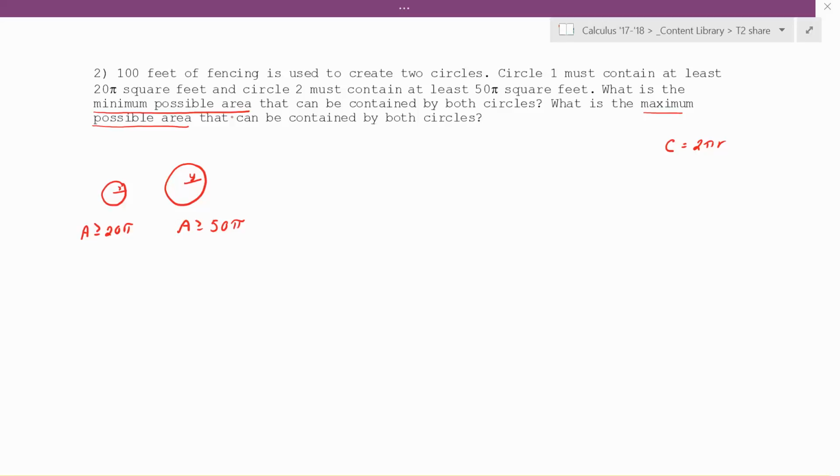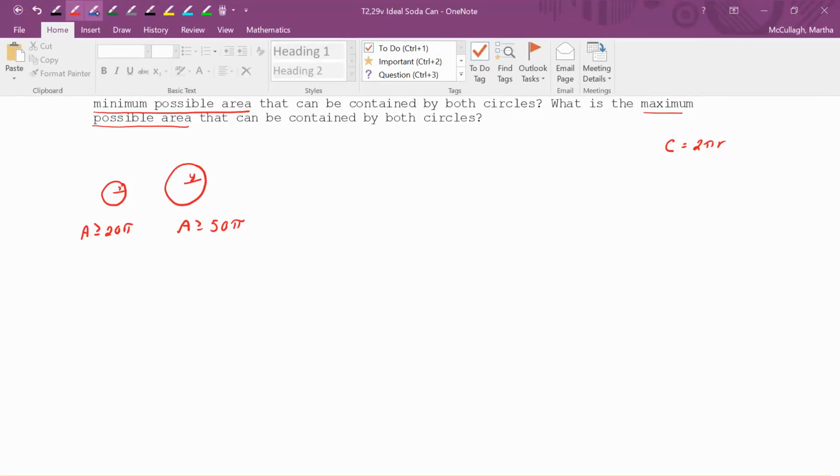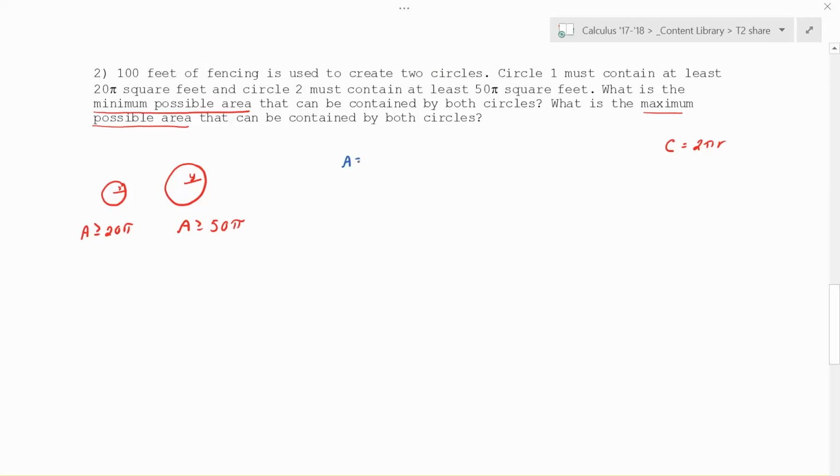So if I'm looking for minimum area or maximum area, I need an area equation. So my area is going to be the area of the first circle, which is pi x squared, plus the area of the second circle, which is pi y squared.